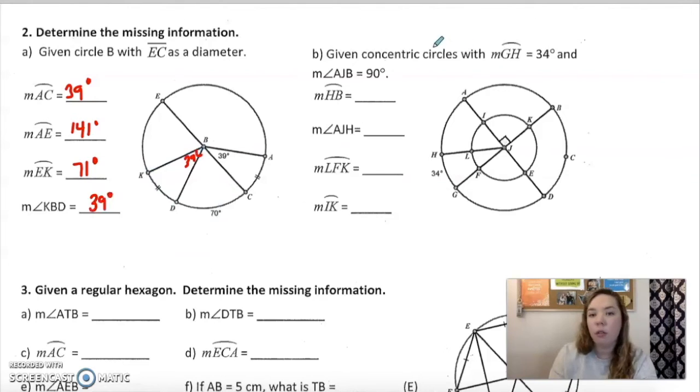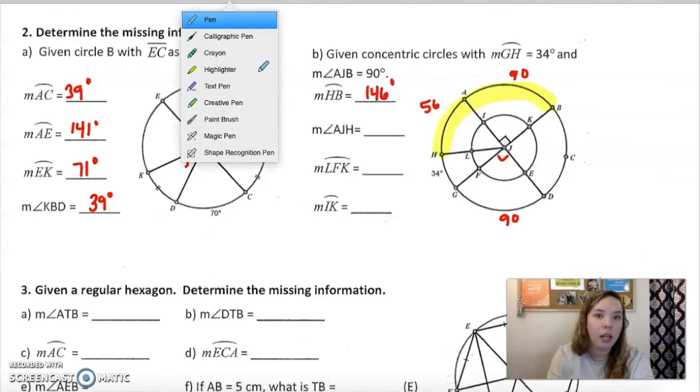Given concentric circles, meaning one is inside of the other, they share a center, with measure of arc GH 34 and measure of angle AGJB to be 90. So those two are labeled for us. So it wants us to find HB here. So I know that this piece is 90. And then straight across, vertical angles are the same, so this would also be 90. So if I want to find this piece, I could do 180 minus 90 minus 34, which will give us 56. So 90 plus 56 is 146.